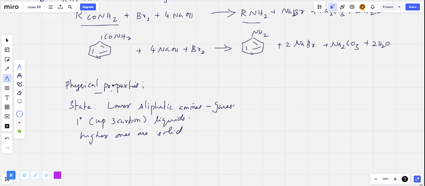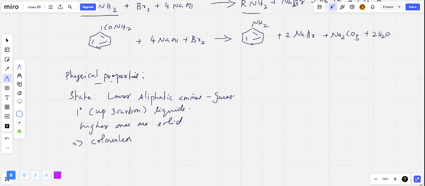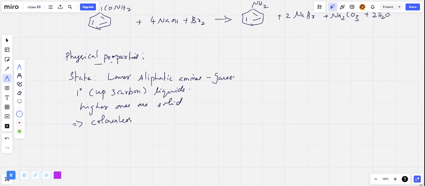Again, if you take aryl amine or aniline, they are usually colorless, but they get colored on storage due to atmospheric oxidation. So mostly colorless, but when exposed to light it will become a dirty color. Generally it is colorless when it is in pure form.